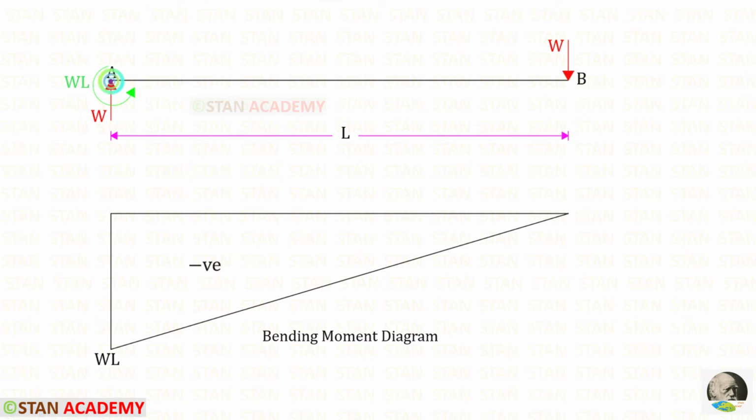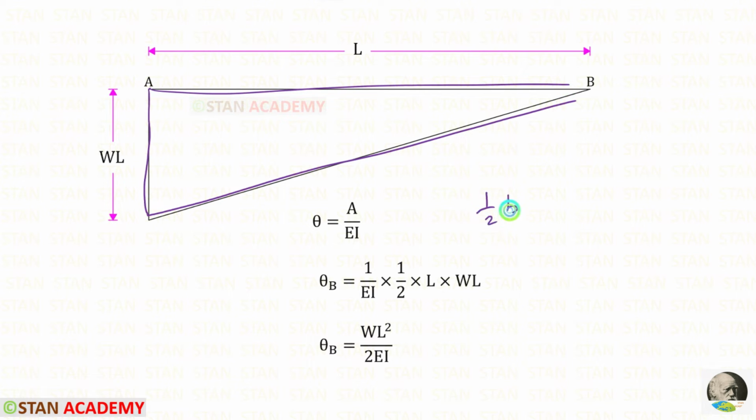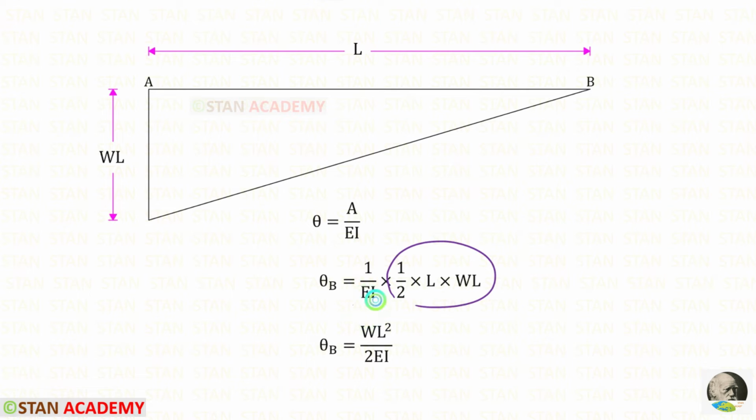At the point A, there is a fixed support. If there is a fixed support, the slope and deflection will be 0. So we only have to find the slope and deflection at the free end B. We can use the moment area method. The formula to find a slope is area of moment diagram upon EI. We know that it is a triangle. The area formula of a triangle is half into B into H. Here the breadth is L and the height is WL. So this is the area. The area divided by EI, we will get the slope at the point B, which is WL square upon 2EI.